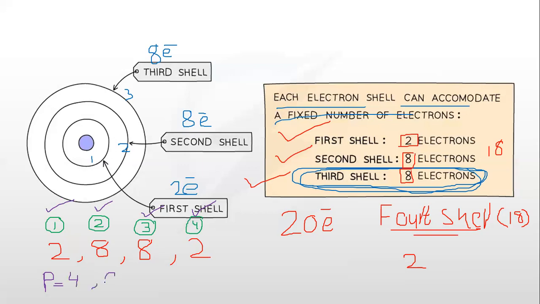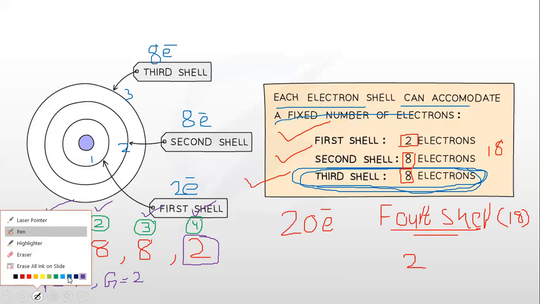I can also tell the group number. Group number कैसे पता लगेगा? The outermost number of electrons. जो आपका outermost shell है. What is your outermost shell? The fourth shell is the outermost shell. ठीक है? In case of calcium, the fourth shell is the outermost valence shell. So valence electrons आपके पास कितने? 2, which means calcium is in period number 4 and group number 2.